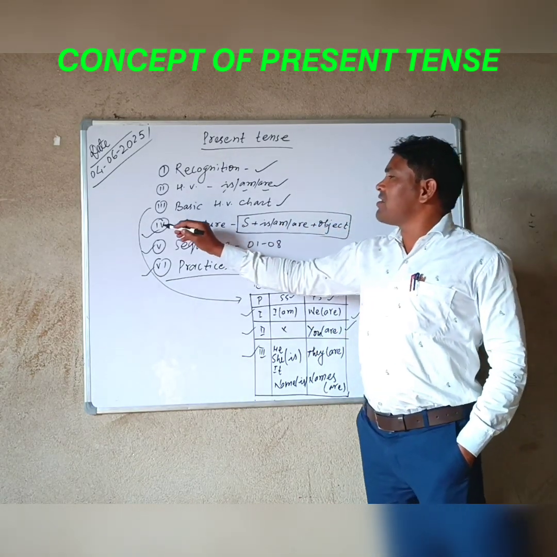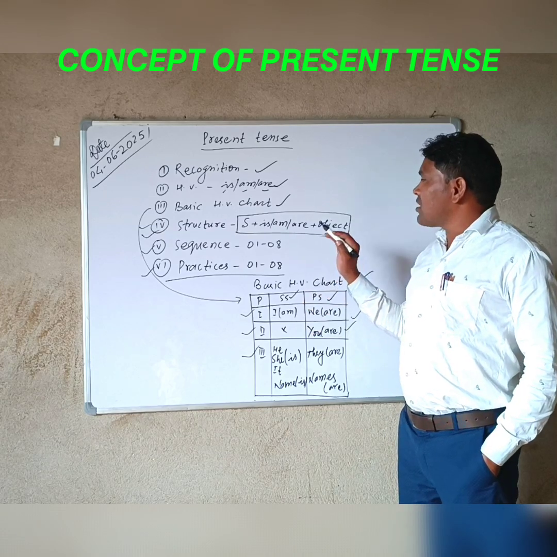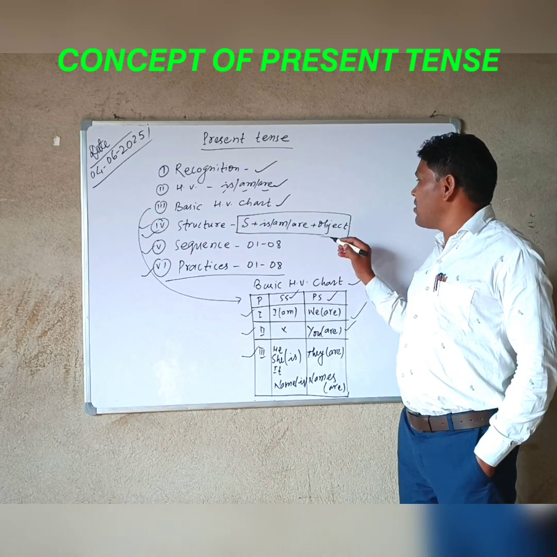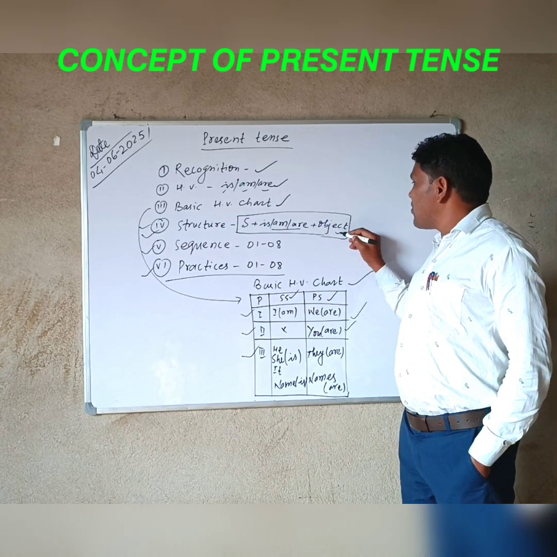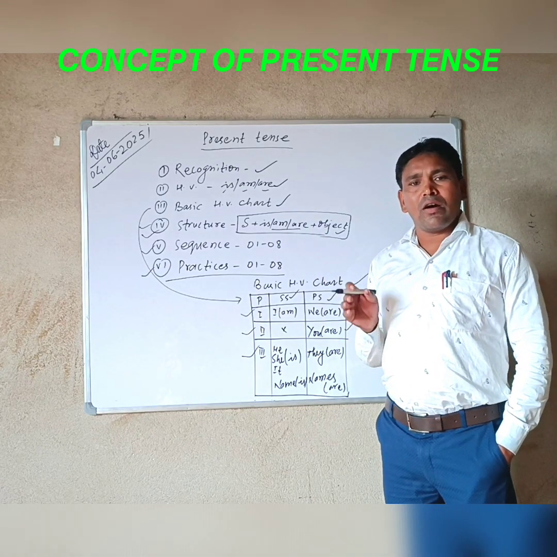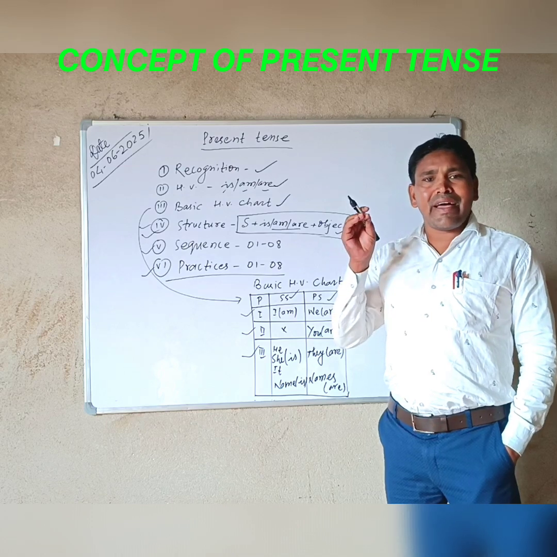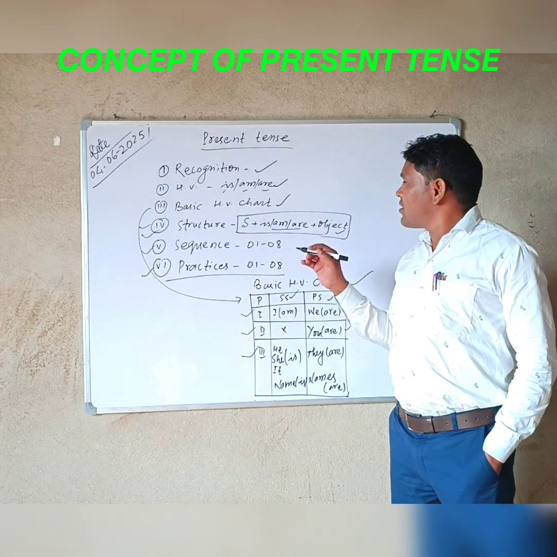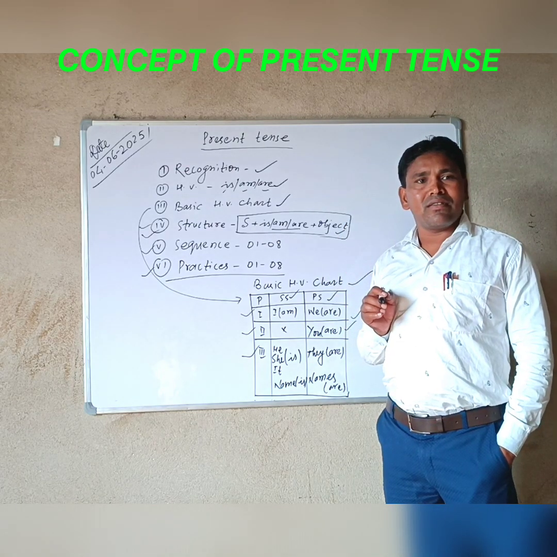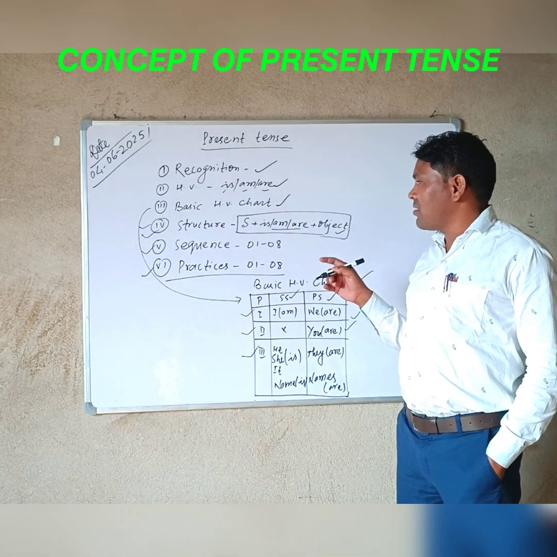And the fourth is the structure, which is subject plus is, am, are plus object. And this structure of a present tense shows the agreement of subject and verb. The agreement of subject and verb.